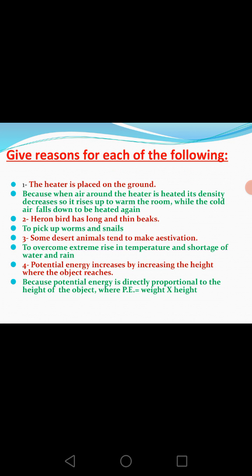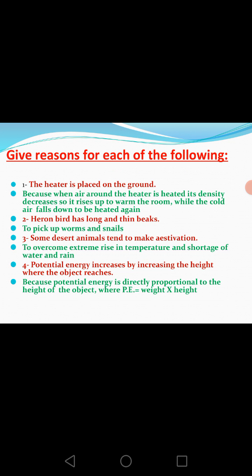Heron bird has long and thin beaks. Why? Heron feed on worms and snails of shallow water, so it has long thin beaks to pick up worms and snails. Some desert animals tend to make estivation.